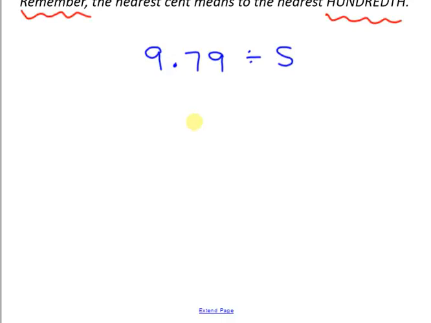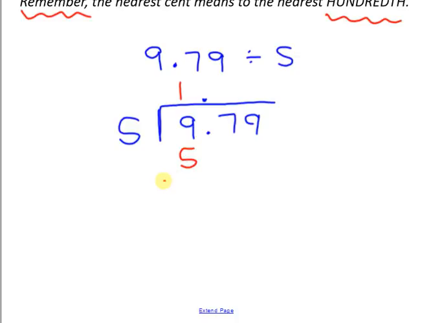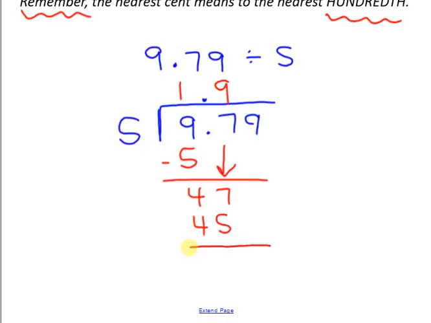So let's go ahead and set it up properly here. Bring my decimal straight up to the roof, and we'll go ahead and divide. 5 goes into 9 one time. 1 times 5 is 5. 9 minus 5 is 4. Bring down the 7. 5 goes into 47 9 times. 9 times 5 is 45. Subtract. 47 minus 45 is 2. Bring down the 9.